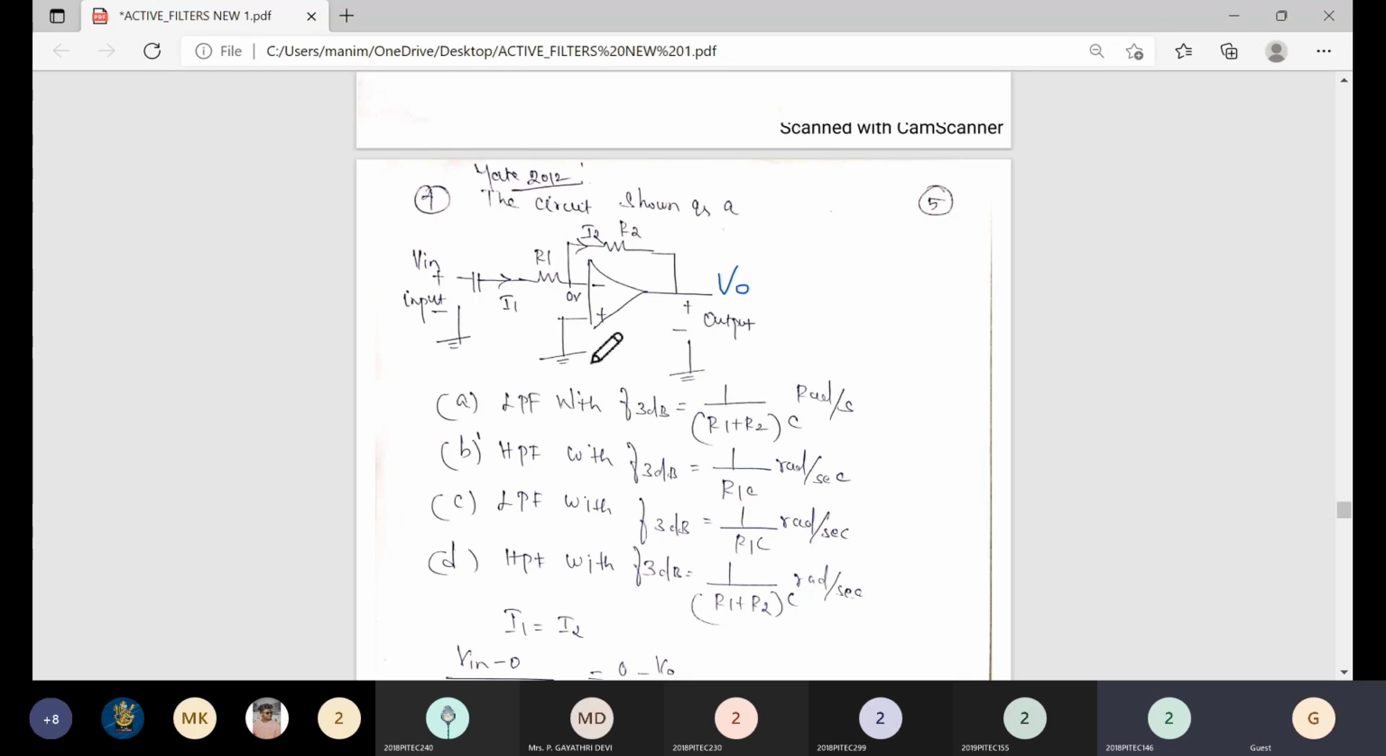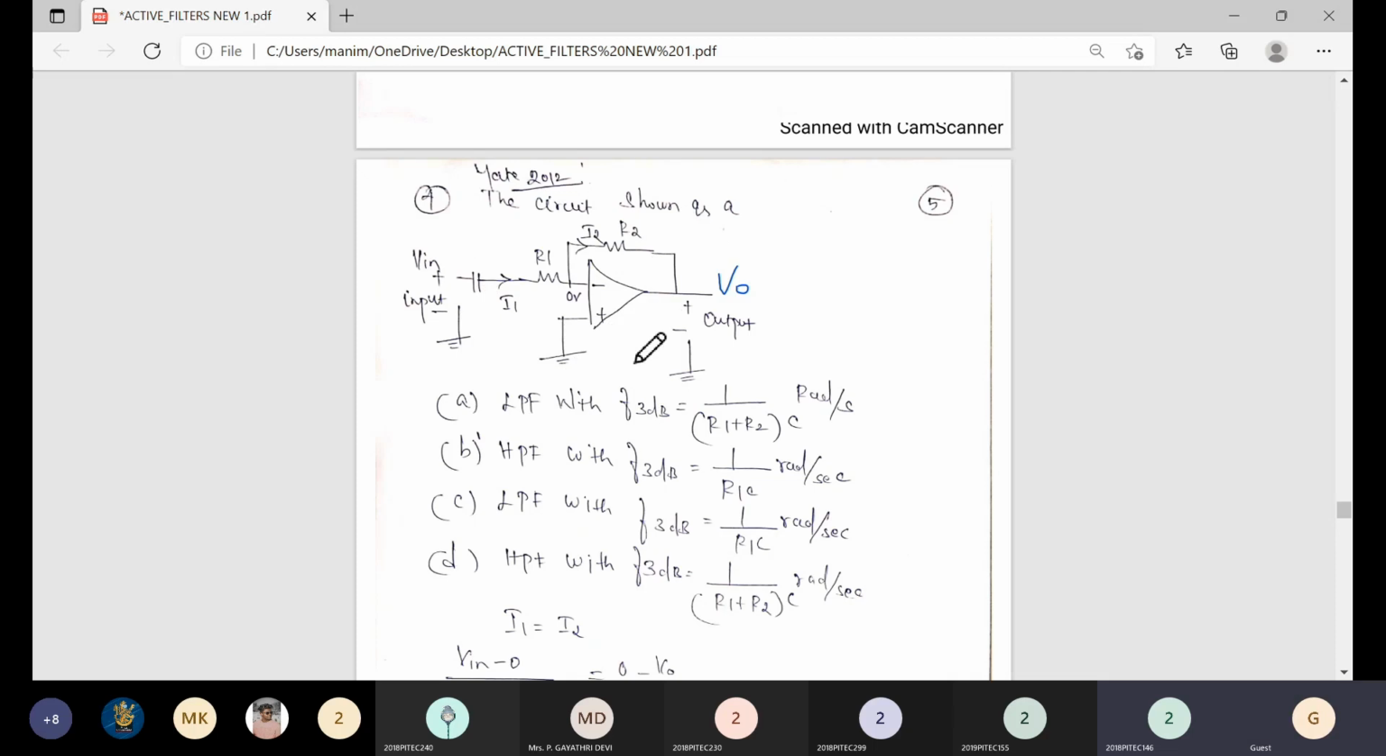This is a low pass filter or high pass filter, so from the circuit we have to identify which filter it is, and from that find the cutoff frequency. Here the input is given to the inverting terminal, so this amplifier is the inverting amplifier.